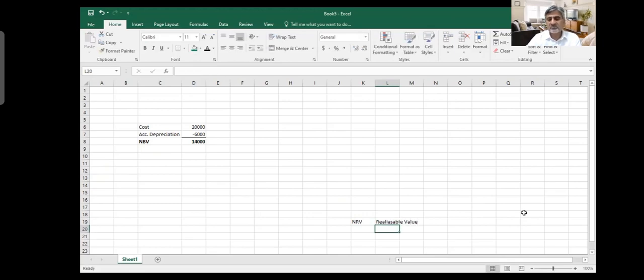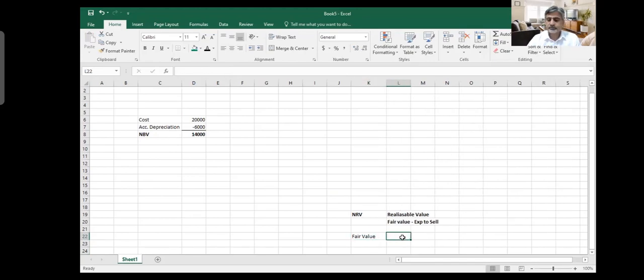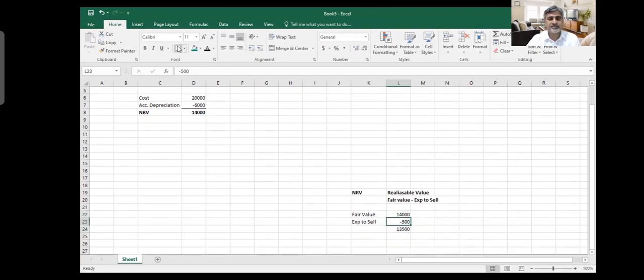Or you can also call it fair value minus expenses to sell. So you call these numbers, it's the same thing, okay? If I take this asset to the market, what is its selling price? What is its fair value? So I can say that its fair value, if I take it to the market, is, let's suppose, 15,000. Let's call it 14,000. And its expenses to sell, because somebody will sell it and there will be some expenses to sell, are 500. So I can say that this asset has a realizable value of 13,500.